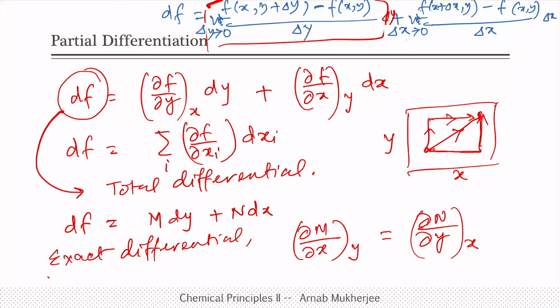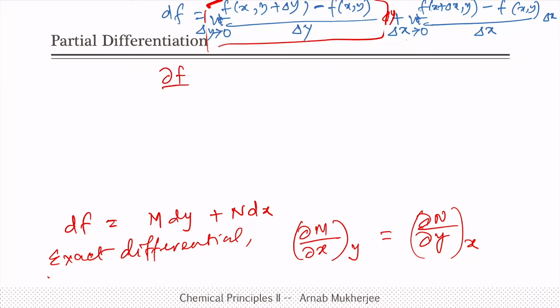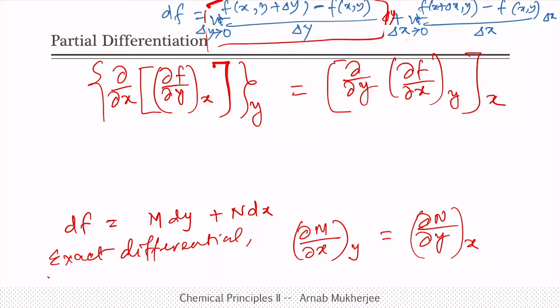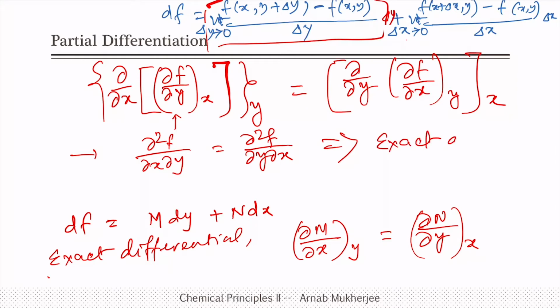Now, if you combine together, it essentially means that del f by del y at a constant x is our M, right, and that one we are taking a derivative with respect to x at a constant y is equal to the opposite thing. So, whenever this condition is satisfied, we say that it is an exact differential. If you look at it physically instead of mathematically, what do you observe? We can simplify this as d2f by dx dy is equal to d2f by dy dx. If this is satisfied, then it is an exact differential or a state function.